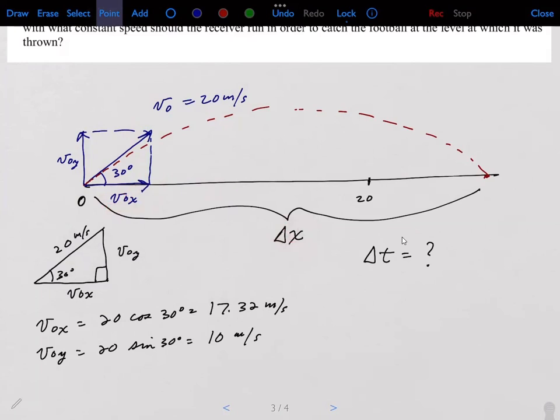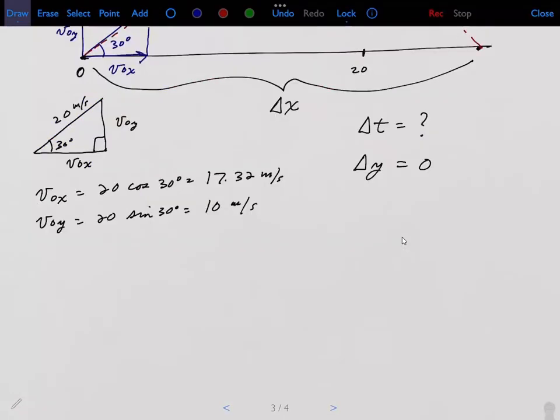Okay, so can we use the y information to figure out the time? Yes, because there's something else I know here. I also know that the change in the y position, the y displacement, is 0, right? Because it's taking off at this height and it's landing at the same height. Like the final position in the y minus the initial position in the y is 0. So delta y is 0. So I could use that to figure out the time, right? So if I plug into this equation, I know that delta y is equal to v naught y delta t minus 1/2 g delta t squared.